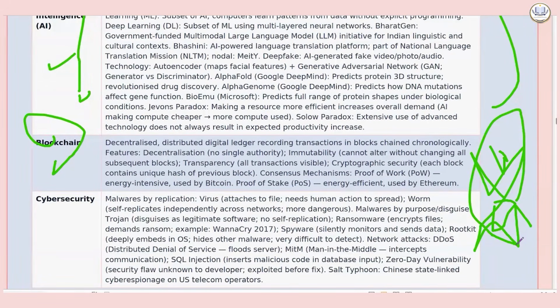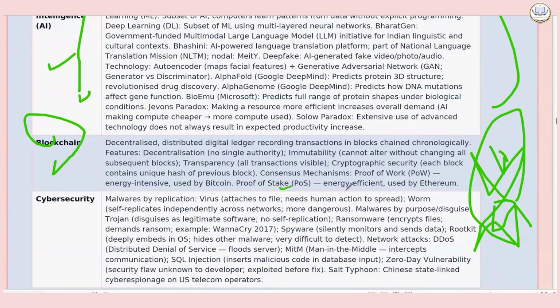It is a distributed ledger, and it doesn't have any single authority. It is immutable: it cannot be altered without changing all subsequent blocks. Transparency can be there, and there can be cryptographic security. Each block contains the unique hash of the previous block, and a consensus mechanism. However, it is energy intensive. It is used by Bitcoin.